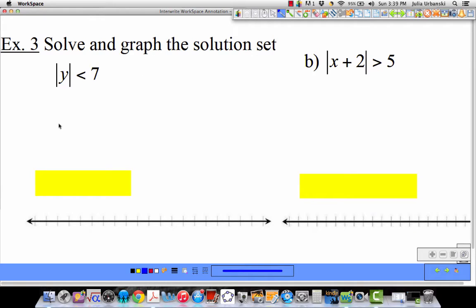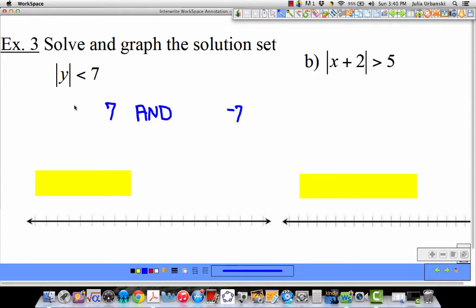So looking at our first example that is in your notes, go ahead and pick up your pencil and write this one out with me. The absolute value of y is less than, that means and, less than 7. So we're going to go ahead and make it 7 and negative 7.